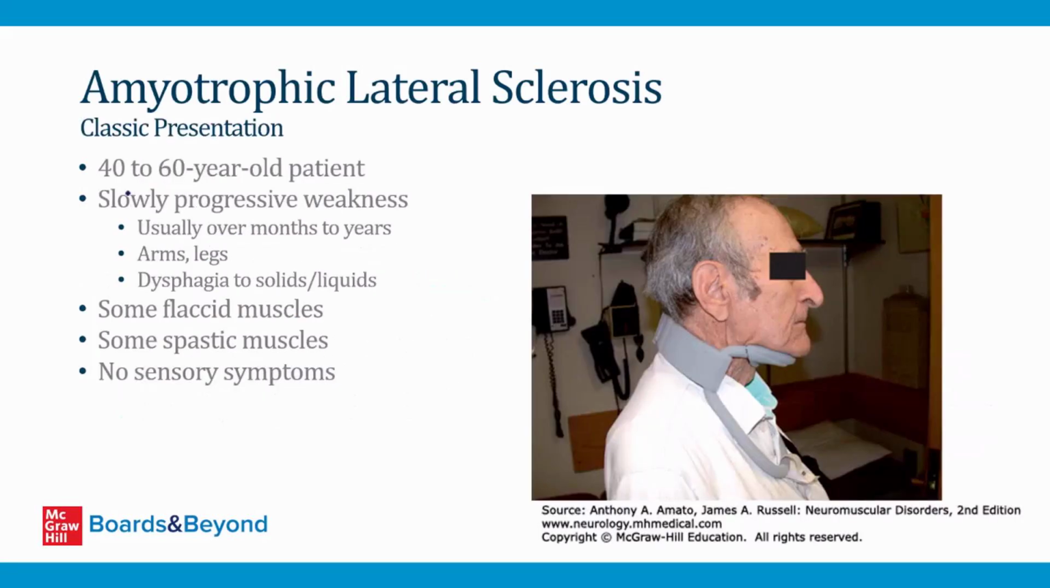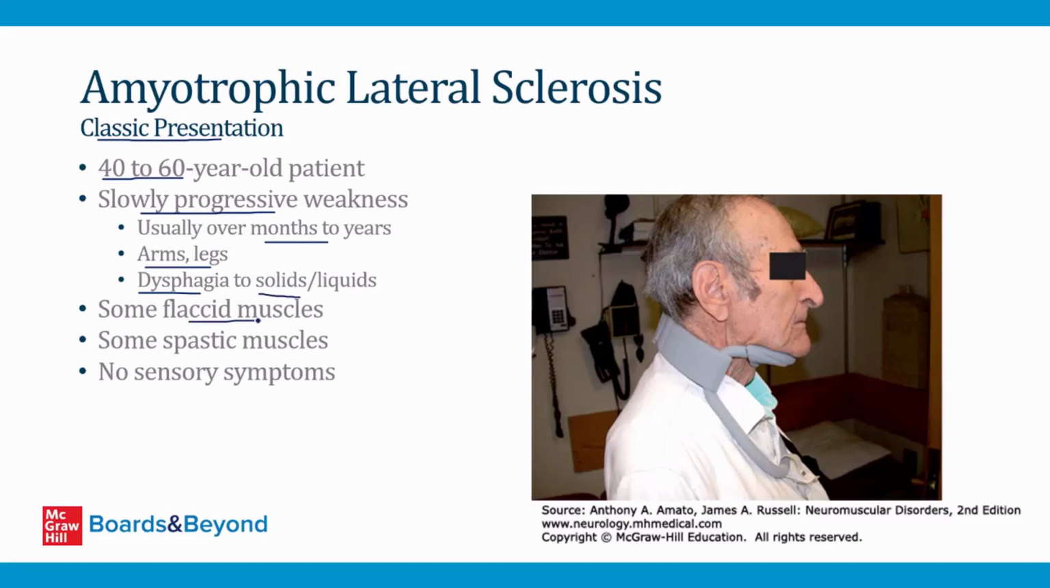So you want to get good at recognizing the classic presentation of ALS. The patient is almost always going to be 40 to 60 years old. About 50 years old is the typical age. The patient will present, as I said before, with slowly progressive weakness. Usually it will develop over months to years. It will usually involve the arms and legs. There can also be things like dysphagia to solids and liquids. Some of the muscles will be described as flaccid.